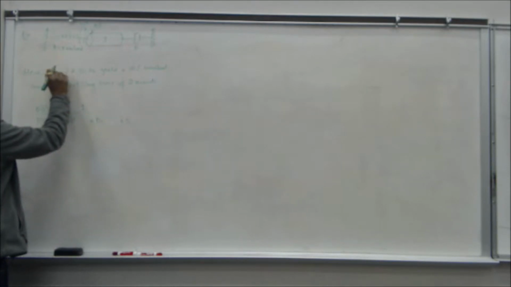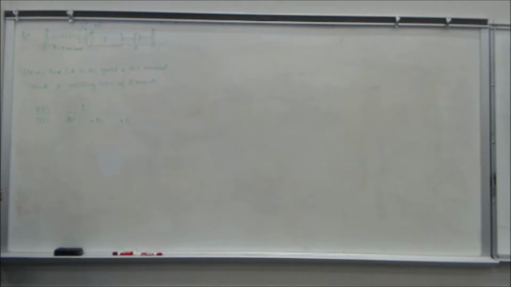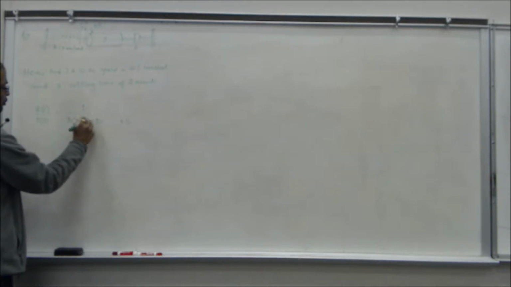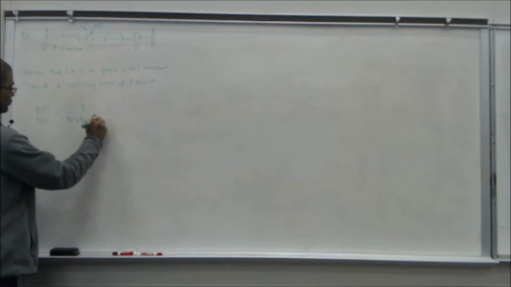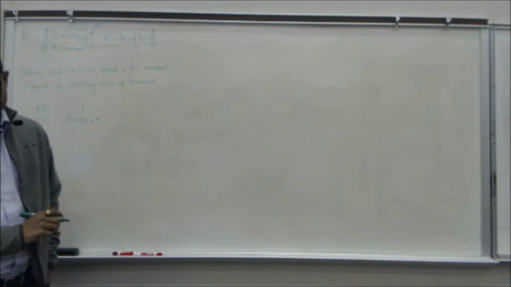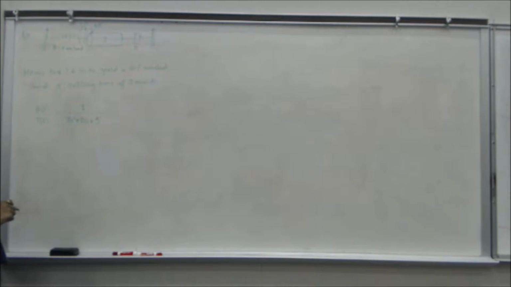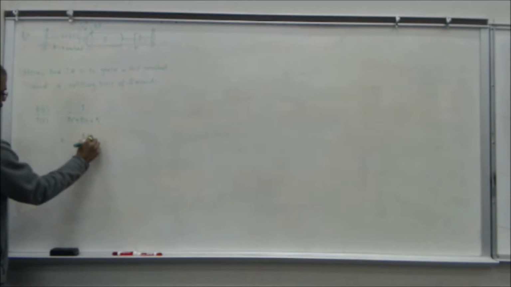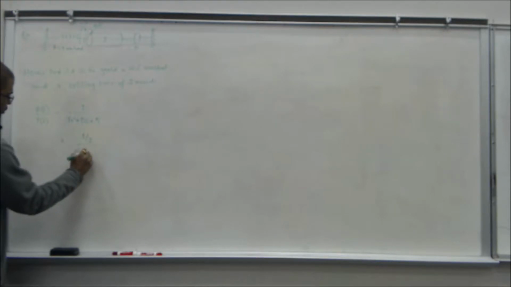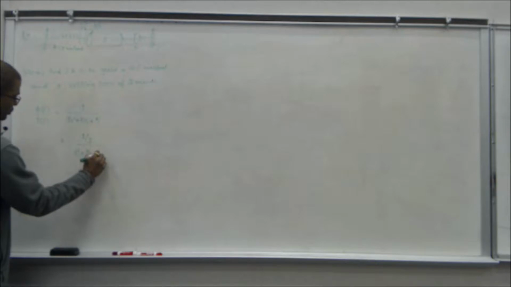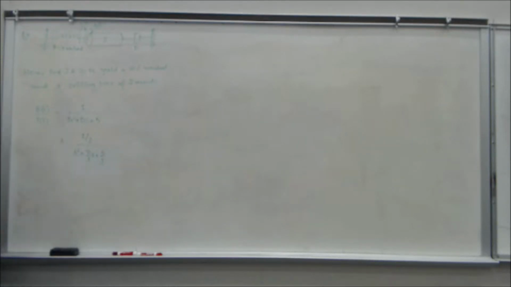Find J and D. So the transfer function is 1 over J s square plus D s plus 5, which is also equal to 1 over J times s square plus D over J s plus 5 over J. Okay. This is G(s).